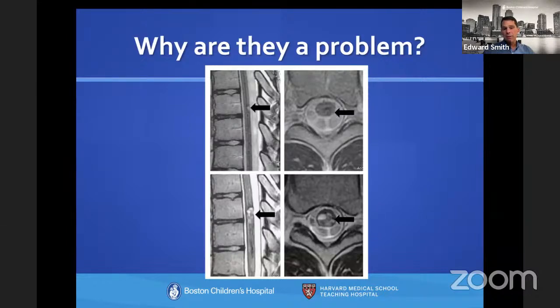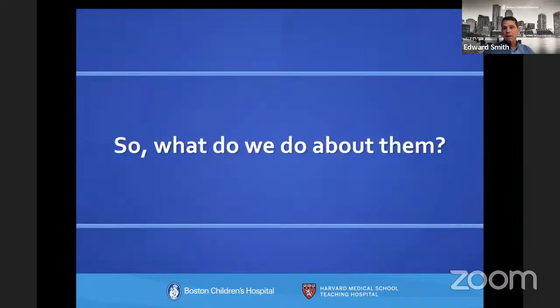They're a problem because they bleed. This is a spinal cord malformation. You see this tiny little dot here. No one really was sure what it was, but then it bled. And even though it's not a huge bleed in a sensitive area, as all of you know, this can cause significant problems. So if that's what they are and why they're a problem, what do we do about them when we find out somebody has them?